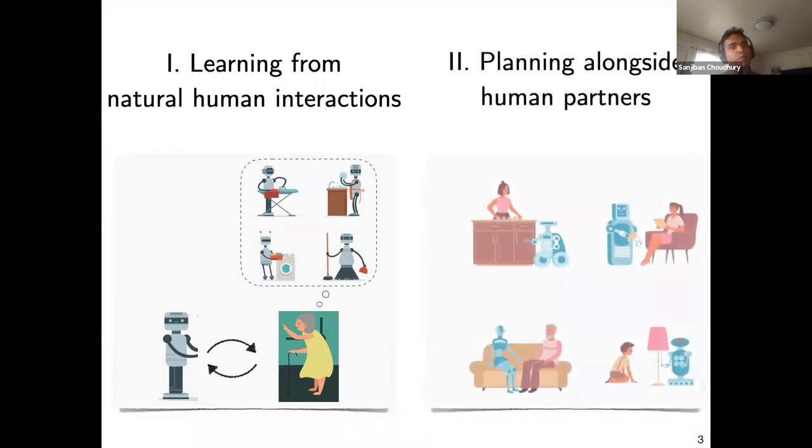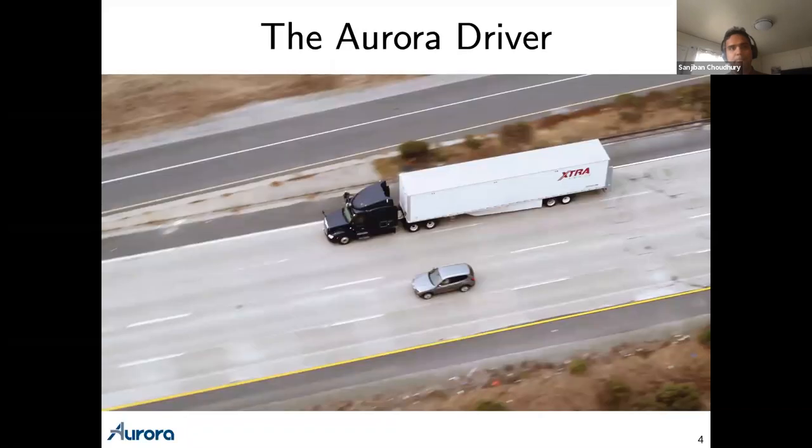Second, how should robots plan to accomplish these tasks alongside human partners? The robot must be able to anticipate how humans move, understand their intent, and move in a safe, predictable manner around humans. Okay, so now let's step away from personal robots and transport ourselves to the world of self-driving.